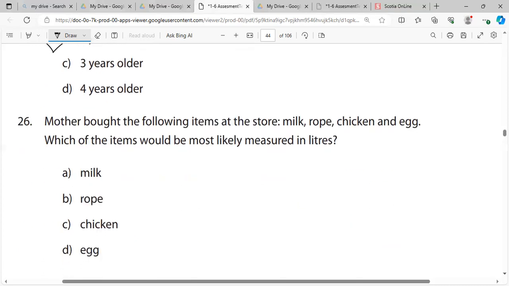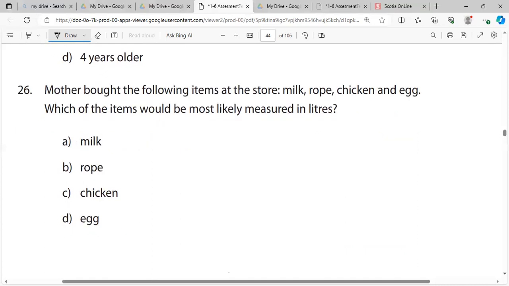What about the following items at the store? Milk, rope, chicken, and egg. Which of the items would be most likely to be measured in liters? So that's not the rope. Alright, so that would be the milk. Alright, let's move on to 27.